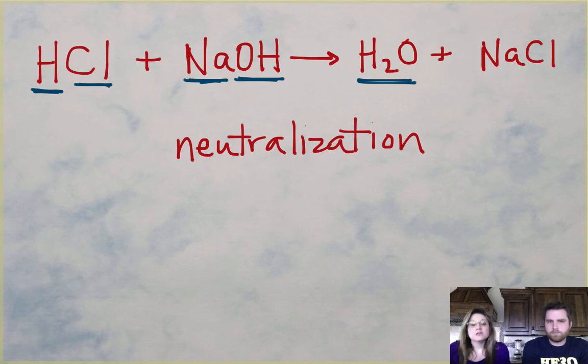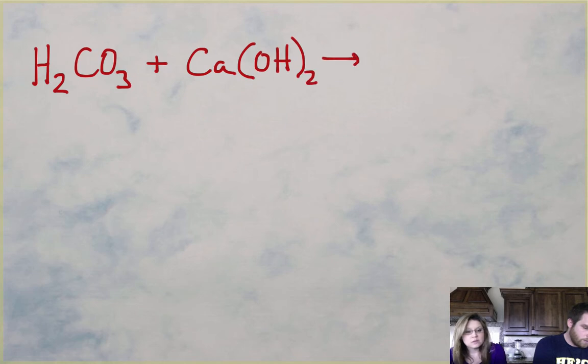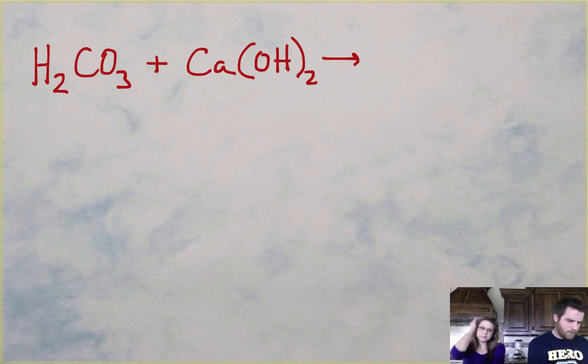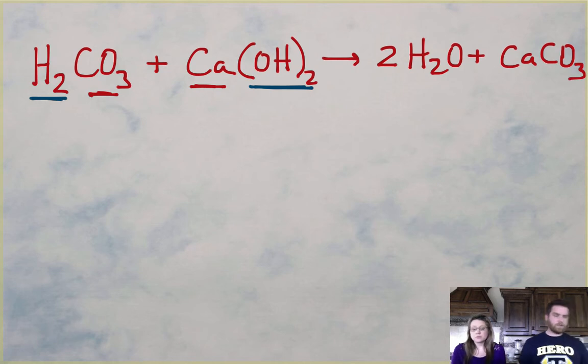Let's do one with an insoluble salt. Okay, so that's a neutralization reaction. I think I got one. Let's do carbonic acid and calcium hydroxide. I've got two H's and two OH's here, so that's going to give me two waters. And then I'm left with calcium and carbonate, which is plus 2 minus 2, so that's CaCO3.